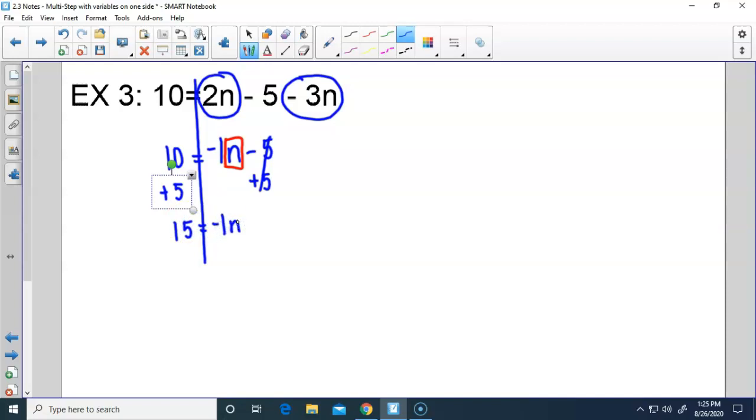negative 1n. Now, a lot of students will be tempted to add 1 to both sides because you see that negative 1, but that is a negative 1, and it is being multiplied by that n. And so we know the inverse of multiplication is division. So we have to divide on both sides by negative 1 in order to isolate that n right there. So negative 1 divided by negative 1 is positive 1. That cancels. And so 15 divided by negative 1 is negative 15. And that is going to equal our n. So here's our answer for example 3.